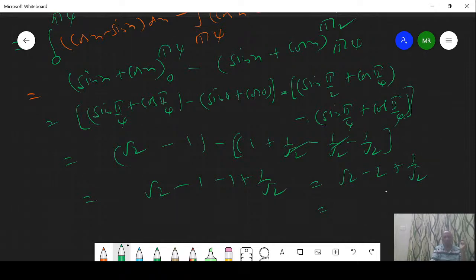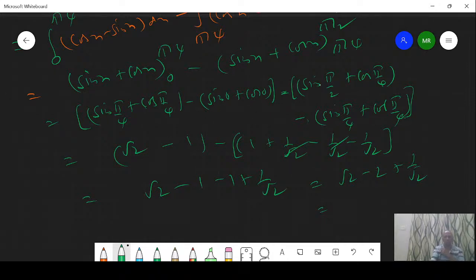You can check this one. It will come root 2 minus 2 plus you will get 1 by root 2. That is the value it comes. So verify the value, everything I read. Verify this value: sin 45 is 1 by root 2. Sin 0 is 0, written minus 1.